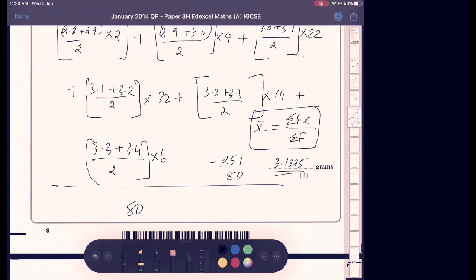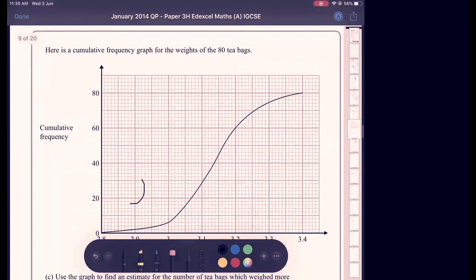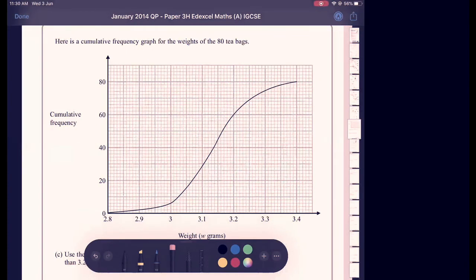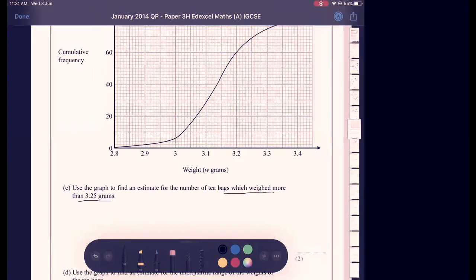Next question. That's a question related to cumulative frequency. Here is a frequency graph for the weight of 80 tea bags. Use the graph to estimate the number of tea bags which weigh more than 3.25. So first of all, we have to draw a line on the graph for 3.25.